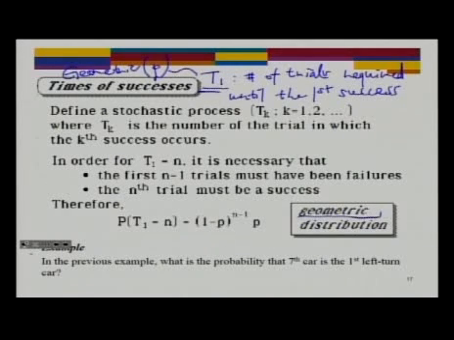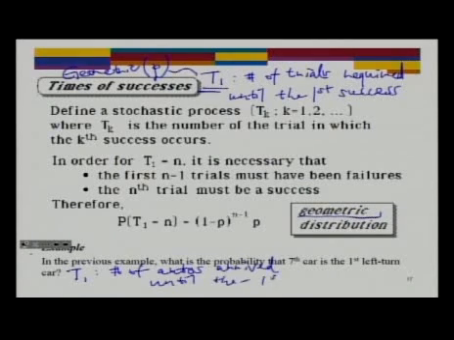So in that case, we can say that T sub 1 is the number of cars arrived until the first left-turn car. Okay? Does that make sense? Okay?